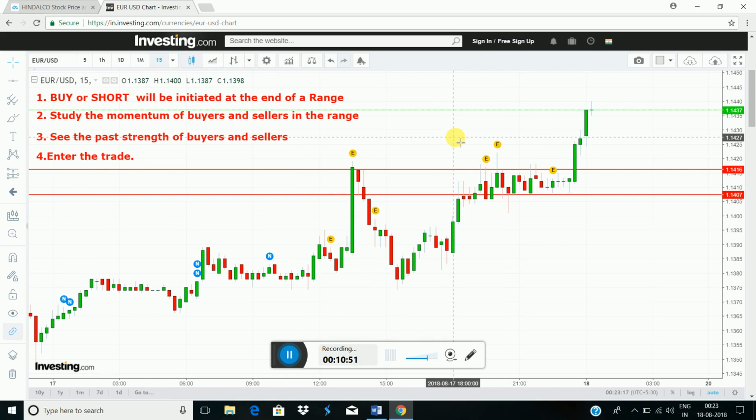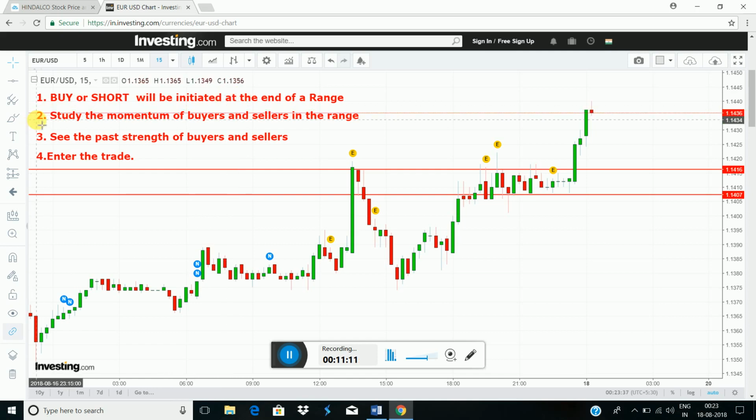Okay, so these are your four rules for timing the market. I'm going to repeat it for you. The first rule is buying or shorting will be initiated at the end of a range, and the way we're going to figure out the end of the range is by seeing exhaustion. Second rule is we need to study the momentum of buyers and sellers in the range. The third rule is see the past strength of buyers and sellers.